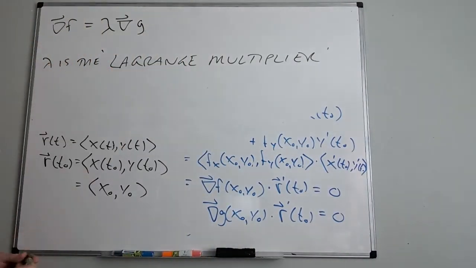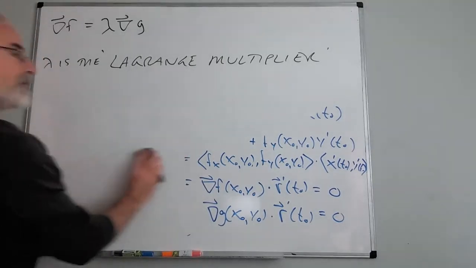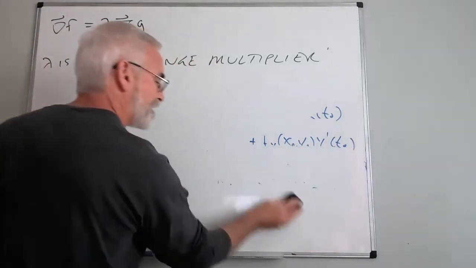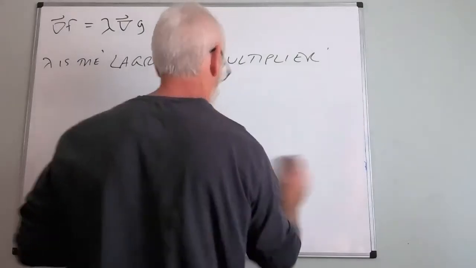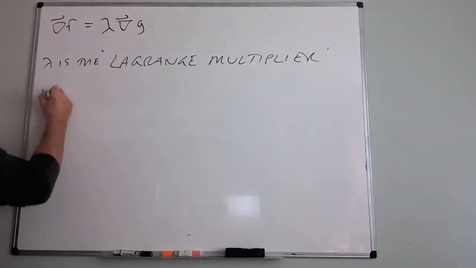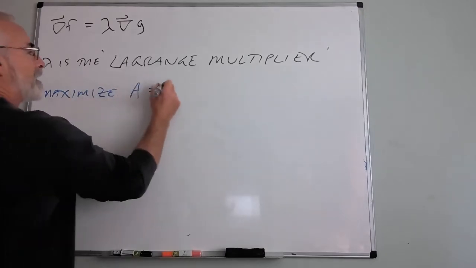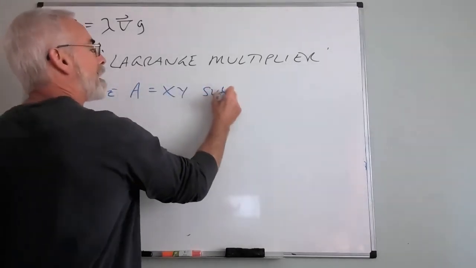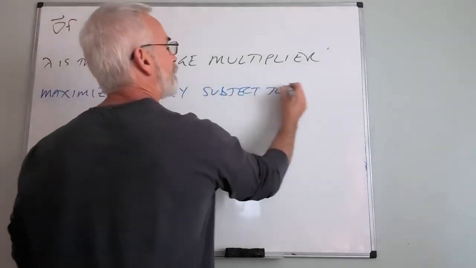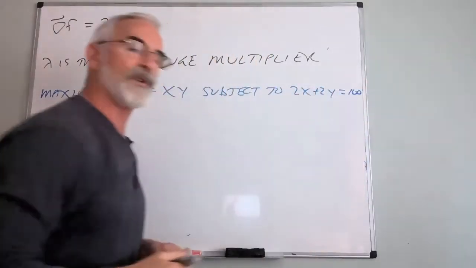So the Lagrange multiplier. Now what I want to do is go back to the problem that we did with maximizing the area of the rectangle. Okay, so let's go back to that problem. We wanted to maximize area equals xy subject to 2x plus 2y equal to 100. That was the problem that we started with.